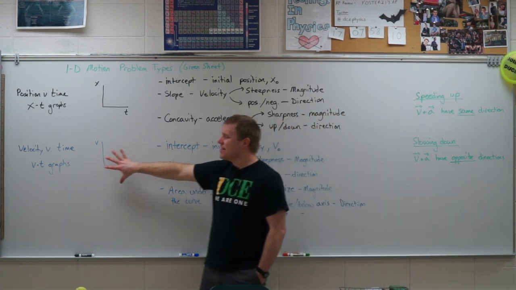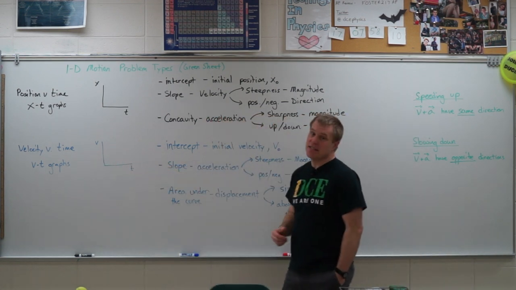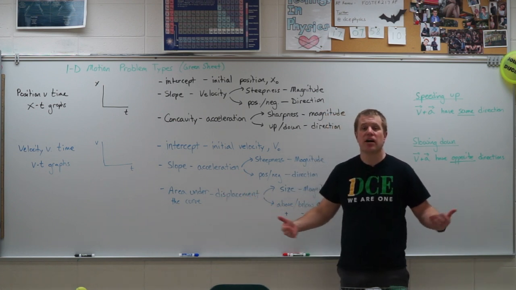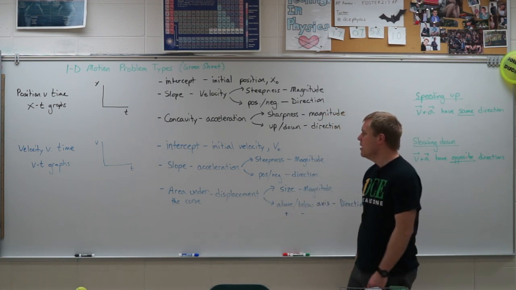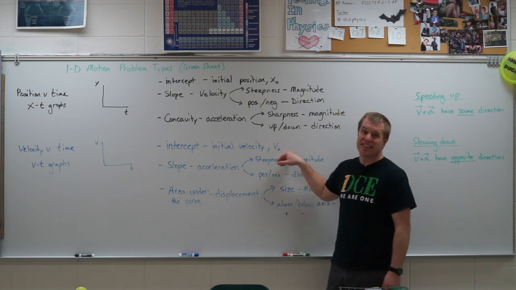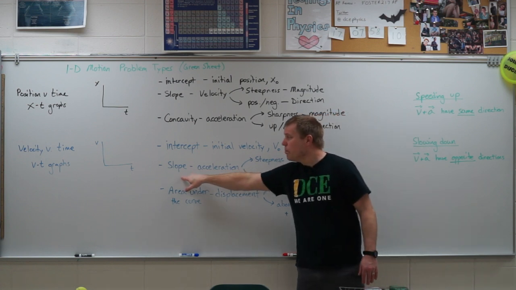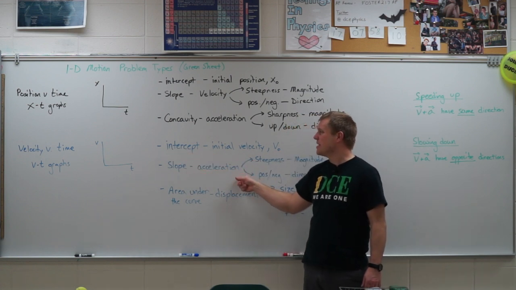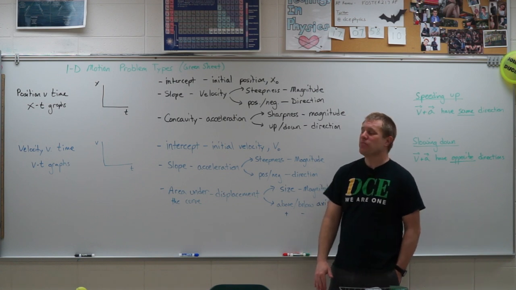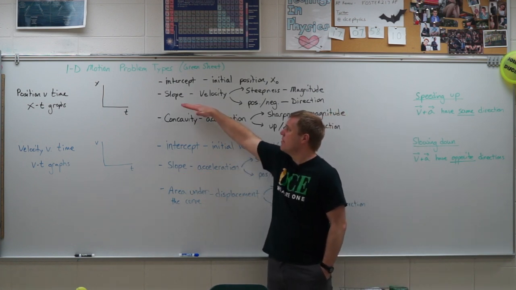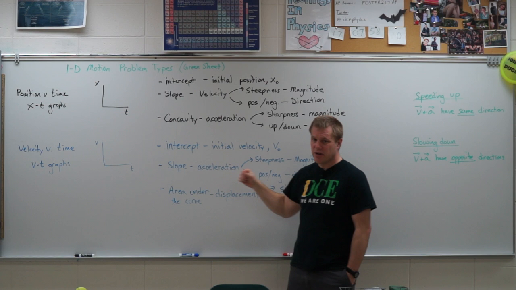If you have a velocity versus time graph, it is a velocity versus time graph problem because you have a velocity versus time graph. The intercept tells you about the initial velocity, v naught. The slope of a velocity versus time graph tells you about acceleration. So this is where you have to keep things straight. Which type of graph do you have? Do I have a slope velocity or slope acceleration?